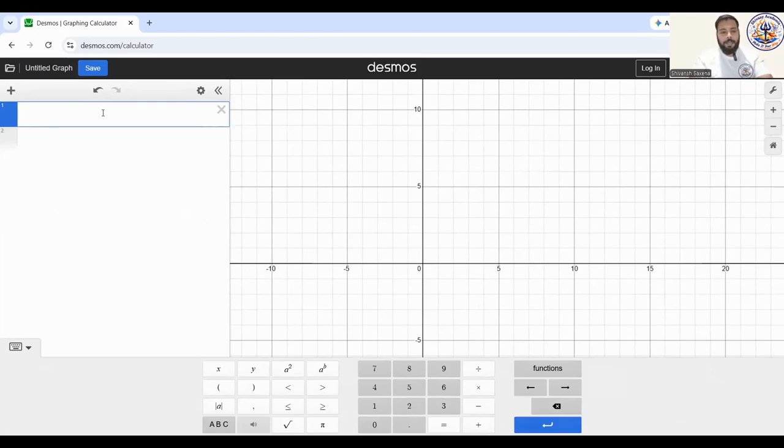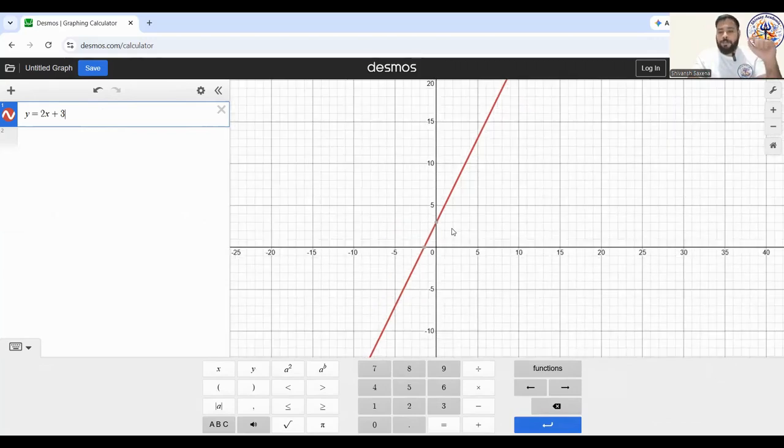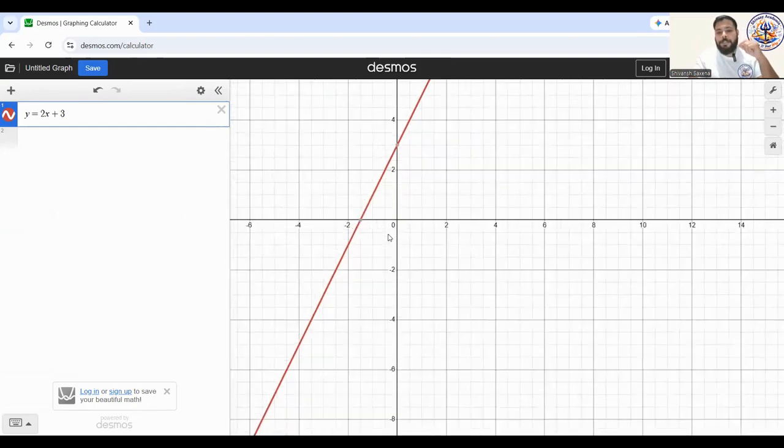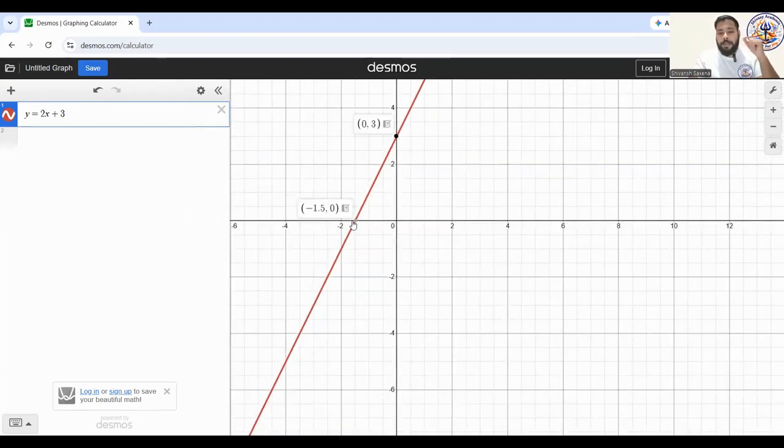I write y equals 2x plus 3. Now you could see DESMOS has beautifully represented the graph that will look like for the line y equals 2x plus 3. Also, you could see on the x and the y axis, the x-intercept and the y-intercept are highlighted: (0, 3) and (-1.5, 0).